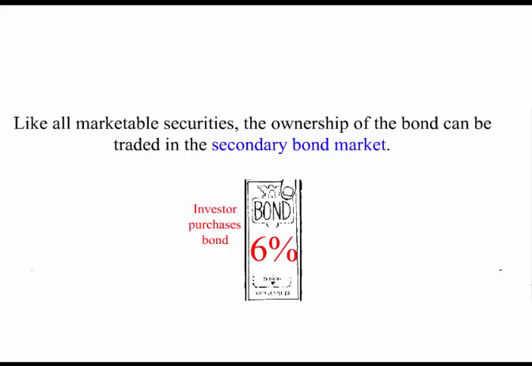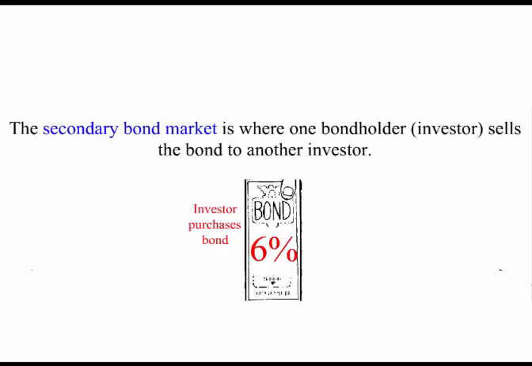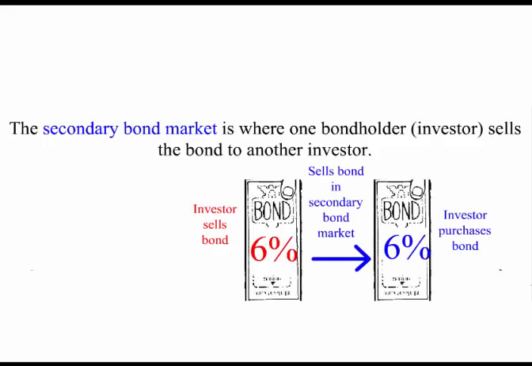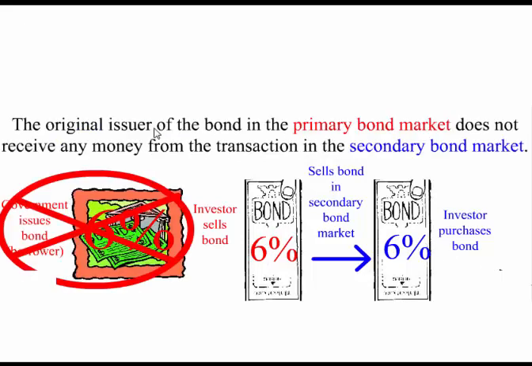and then that holder of the bond wants to sell it, and that bondholder sells it in the secondary bond market. The secondary bond market is where one bondholder or investor sells the bond to another investor. The original holder who purchased it in the primary market is now selling it to another investor in the secondary market.